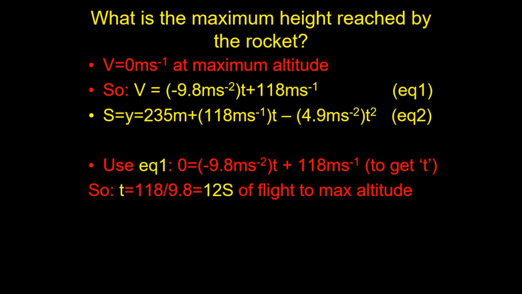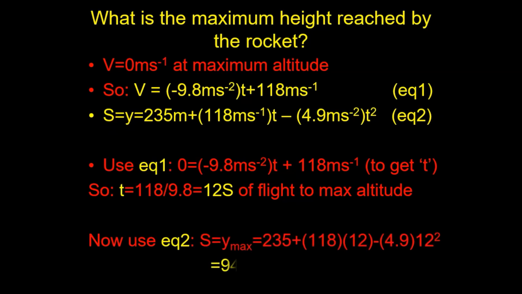Now, since we're armed with t, let's take t and stick it back into the second equation. So using equation 2, we can now say that we're going to take our 235 meters that we reached in phase 1 plus 118 times 12 that we just derived, minus 4.9, this is half a, half g essentially, times t being 12 squared, which will give us 945 meters.